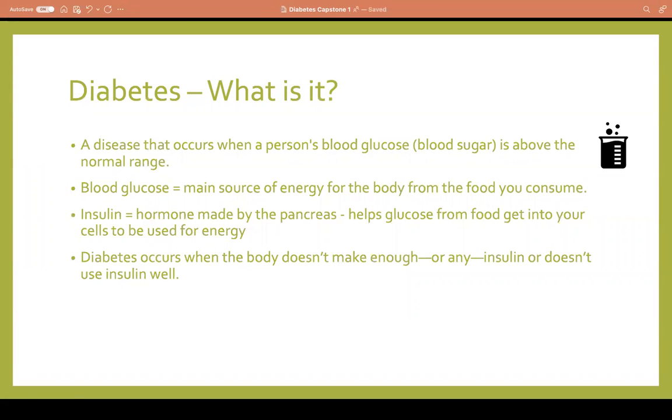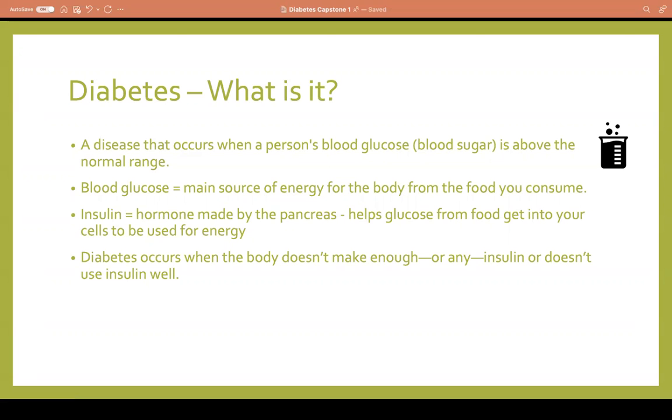So what is diabetes? Diabetes is a disease that occurs when a person's blood glucose, which is also known as their blood sugar levels, are above the normal range. Blood glucose is the main source of energy for the body that is produced from the food you consume. Insulin is a hormone made by the pancreas, and this is the hormone that helps glucose from food get into your cells and be used for energy.